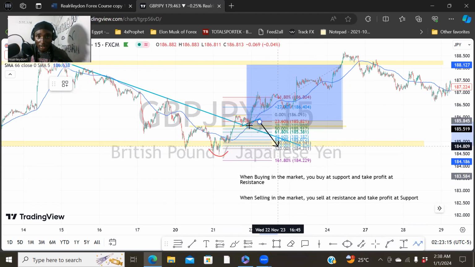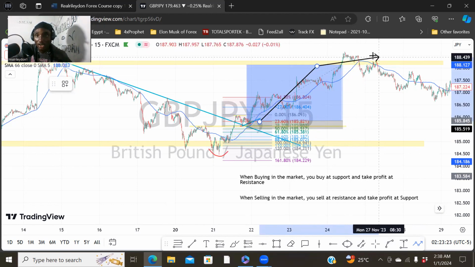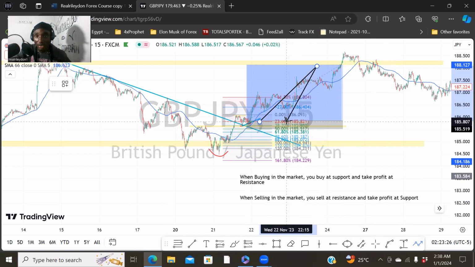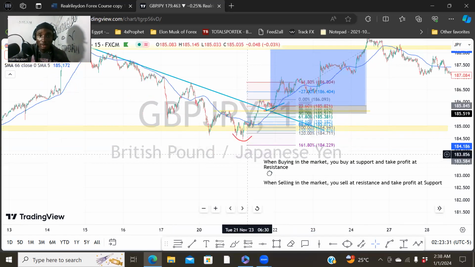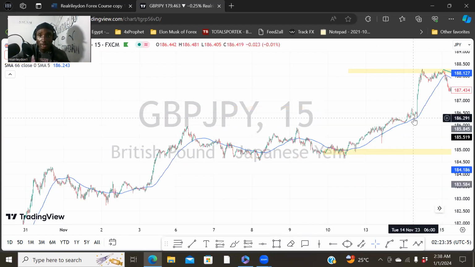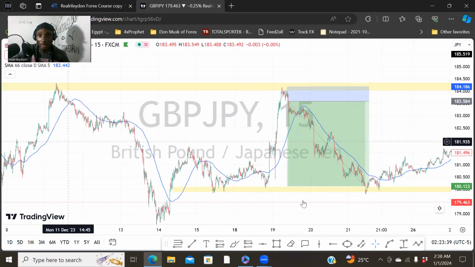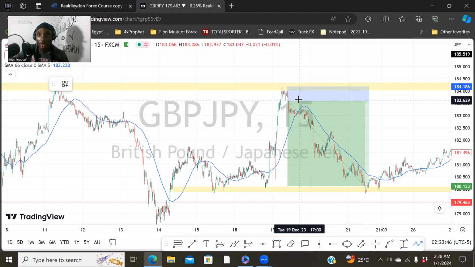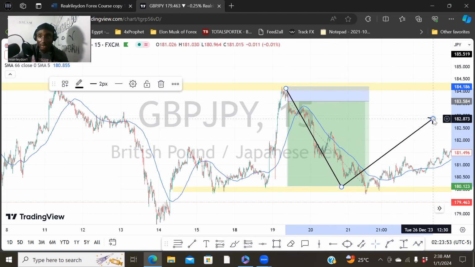I entered right here from a support, pushing up to a resistance. Why a resistance? Because the resistance pushes the market down. It has strong volume to push the market down. So that is the best place to exit a trade. Now on the other hand right here, we are selling in the market. So we're selling from a resistance, taking profit at support because the support will push the market up against us.